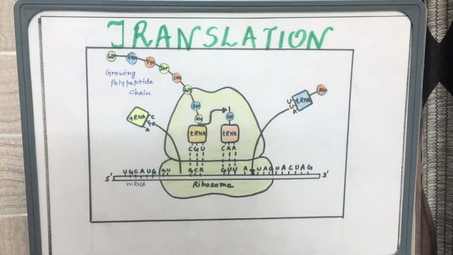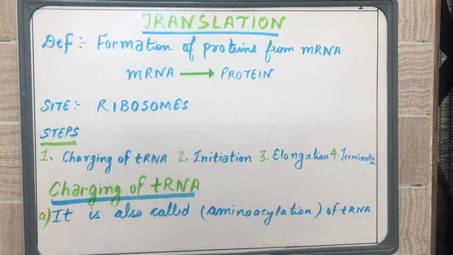So let's start. What is translation? Translation is the formation of proteins from mRNA. So if mRNA forms proteins, it is known as translation. The site of translation is ribosomes. Because ribosomes are the site of translation, they are also called protein factories.